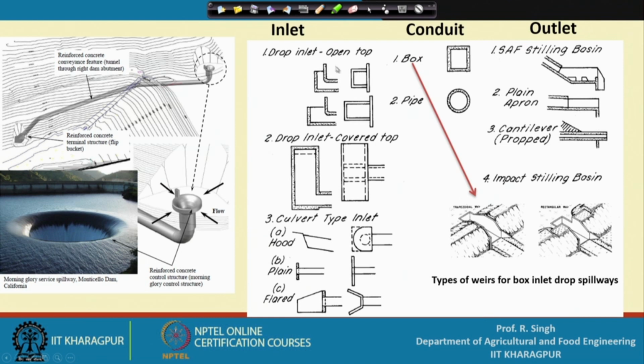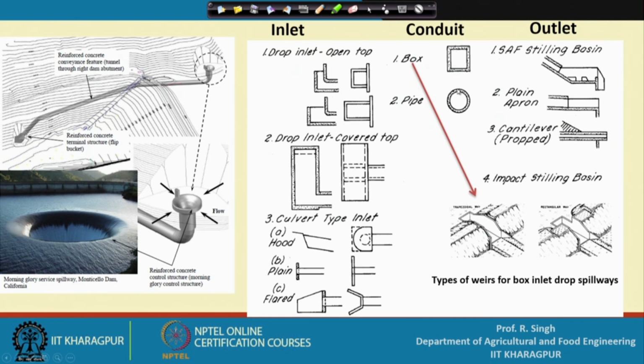Now, the drop inlet, the open top. This can be of any shape. These are some basic shapes, where the top is kept open, and there is also a covered top. Here is the inlet with covered top, and these are the culvert type inlets, where the water enters here. There are hood, plain and flared kinds of structure. So, these are three basic structures for inlet design, and then the conduit.